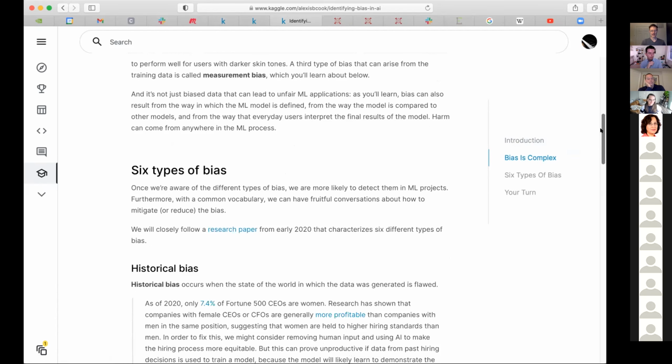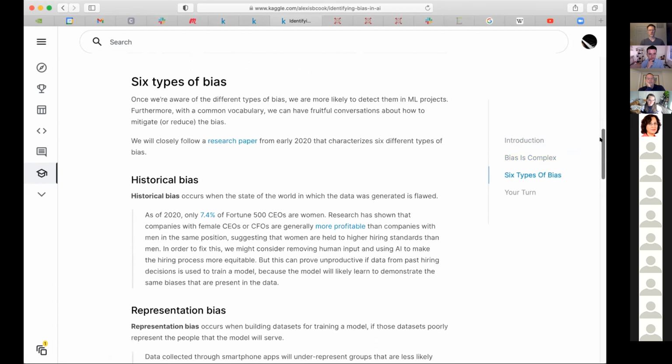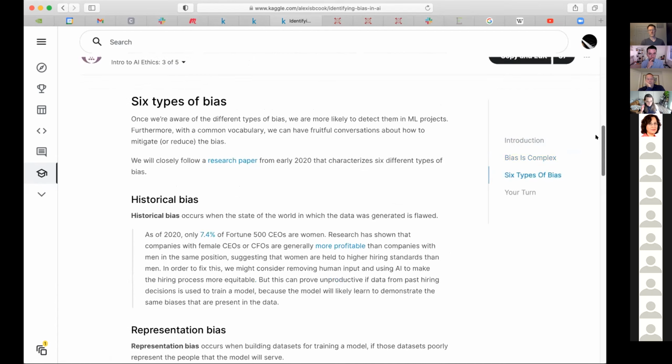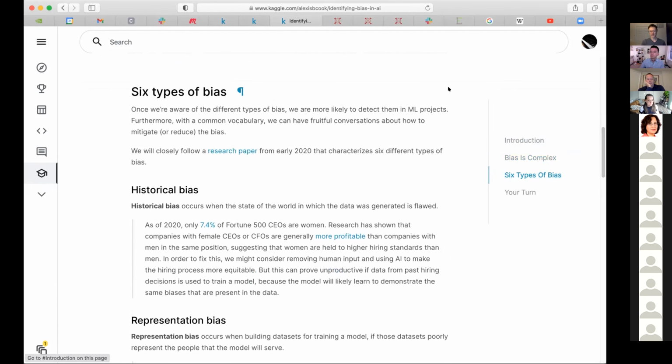Six types of bias. It is a good thing to classify these biases into 6 types just to enable one to more readily detect them, or just to have that framework for thinking about them regarding ML projects. And also, with a common vocabulary, you can have better conversations about how to mitigate those things.